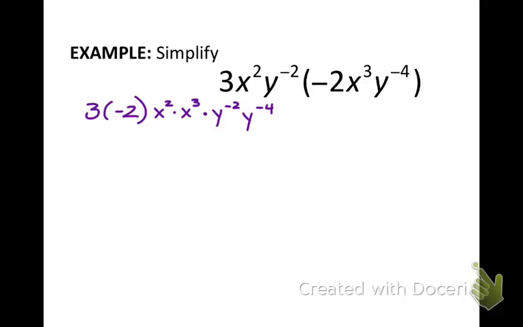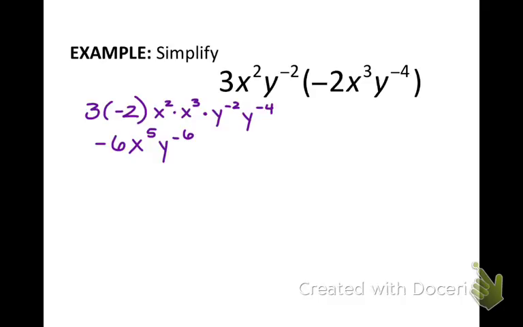What is 3 times negative 2? Negative 6. x to the second times x to the third is x to the 5th power. y to the negative 2 times y to the negative 4 would become y to the negative 6. Okay. All right, I'm almost done.